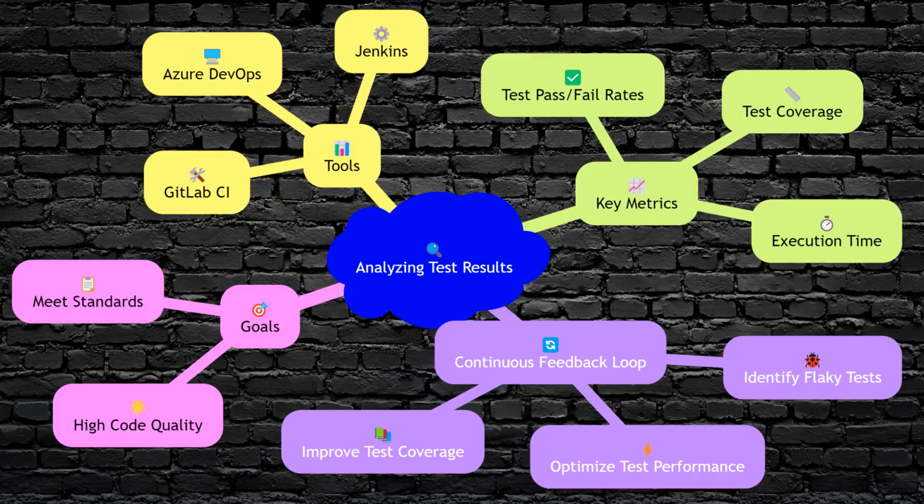Analyzing test results involves reviewing the outcomes of the tests to identify patterns, trends, and areas for improvement. This can be done using dashboards and reports available in tools like Azure DevOps, Jenkins, or GitLab CI. Key metrics to analyze include test pass-fail rates, test coverage, and the time taken to execute tests. By regularly analyzing test results, teams can identify flaky tests, optimize test performance, and improve overall test coverage. This continuous feedback loop helps in maintaining high code quality and ensuring that the software meets the desired standards.